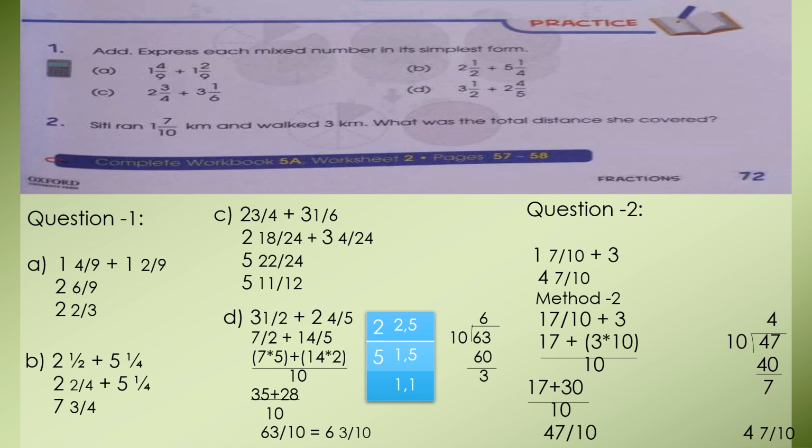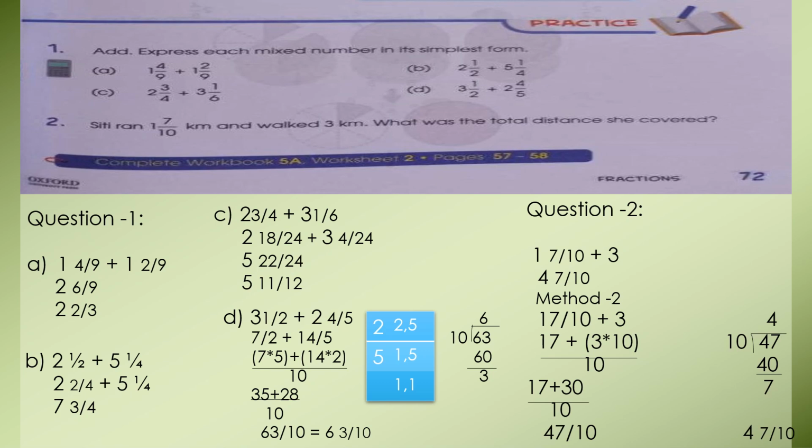So 10 comes in the denominator, and 2 into 5 is 10, so 7 is going to be multiplied by 5, and 5 into 2 is 10, so 14 is going to be multiplied by 2. So we have 35 plus 28 divided by 10, which is 63 over 10. Again, it's an improper fraction, so we are going to convert it into a mixed number with the help of division. So we have 10 into 6 is 60 and 3 as a remainder. So we have 6 whole number 3 over 10 as an answer.